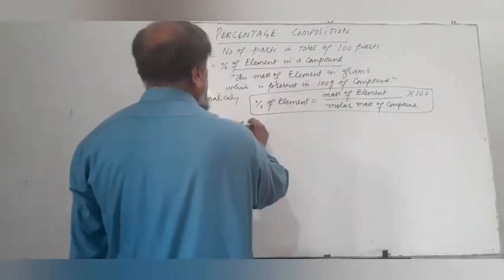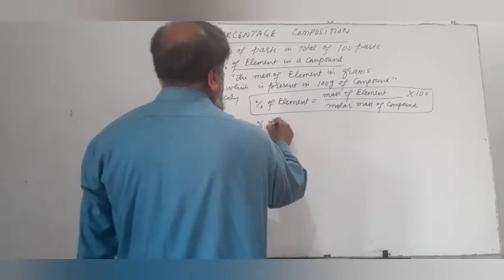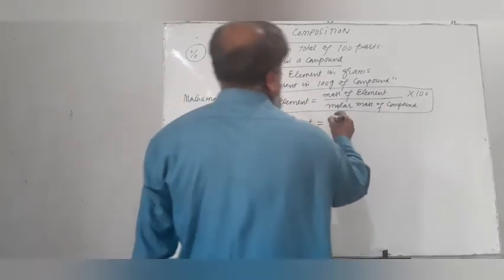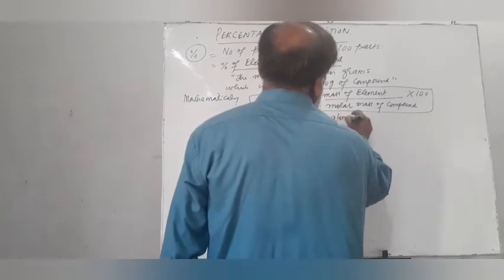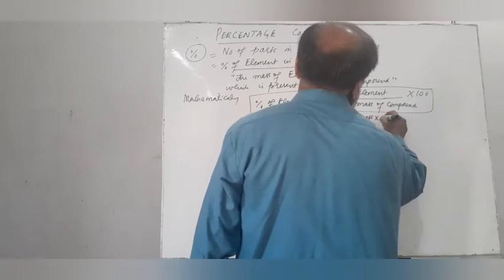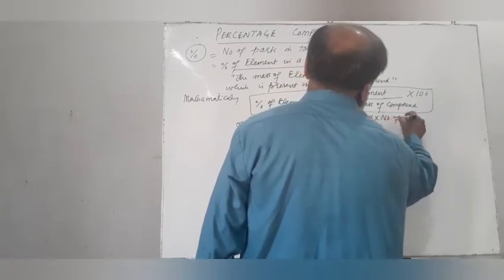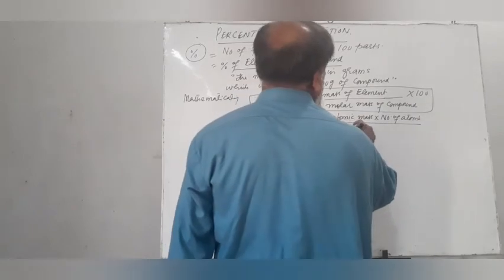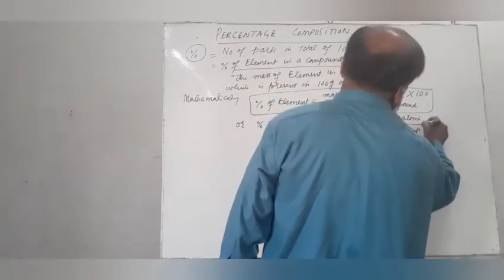Or alternatively, we can write percentage of element in a compound is equal to atomic mass of element into number of atoms of the element divided by molar mass of compound into 100.